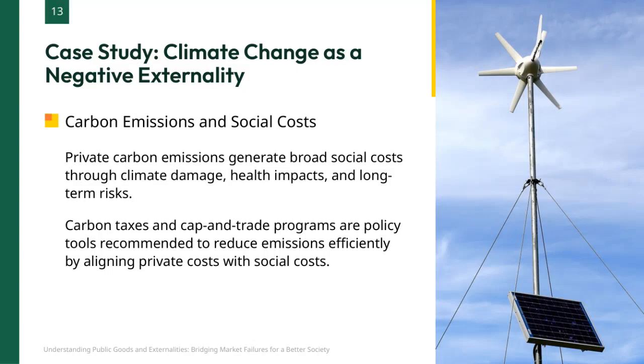Here we focus on climate change as a classic example of a negative externality. Private carbon emissions carry significant social costs beyond what the emitter directly experiences. These include climate damage, adverse health effects, and long-term environmental risks that impact society as a whole. To address this, economists recommend policy tools like carbon taxes and cap-and-trade programs. These strategies work by internalizing the social costs, effectively making emitters bear the broader impacts of their actions. This alignment encourages more efficient reductions in emissions, helping us move toward a healthier, more sustainable future.